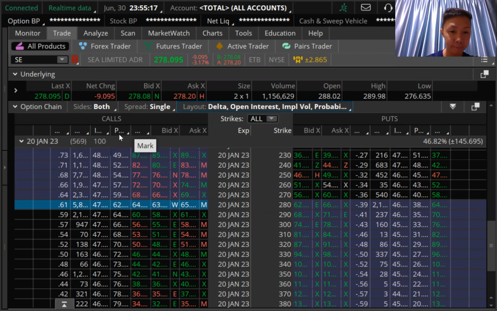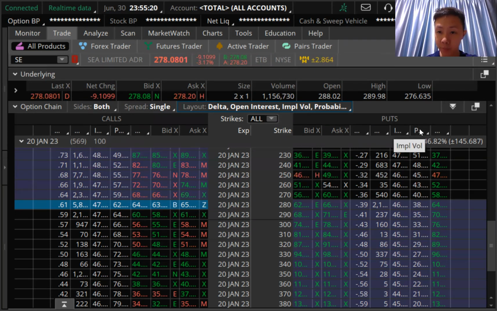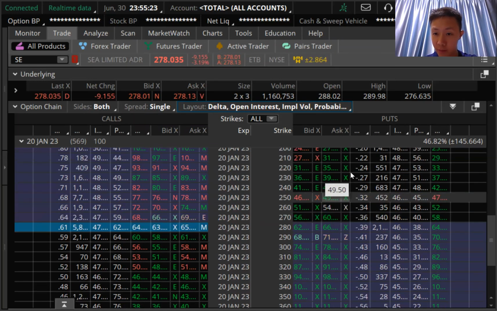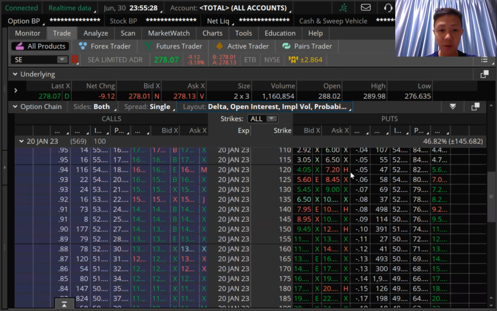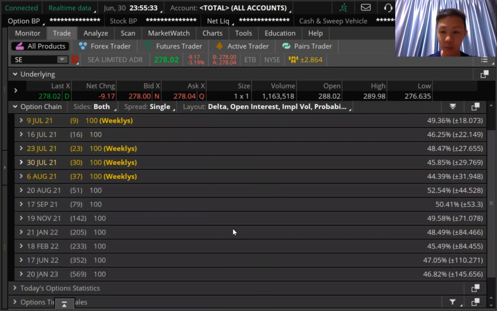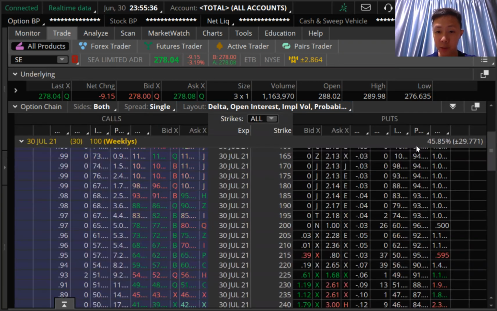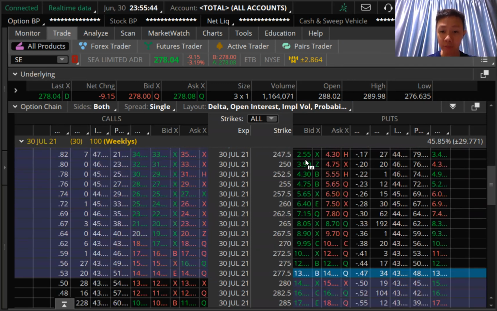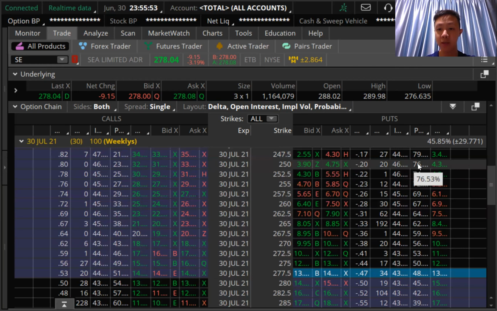So for example, if you want to sell put options and you want your probability out of the money to be very high, then you can choose an out of the money put option. Right now the price is like 278. You can sell a put at 250. Then this will give you 76.53% out of the money.